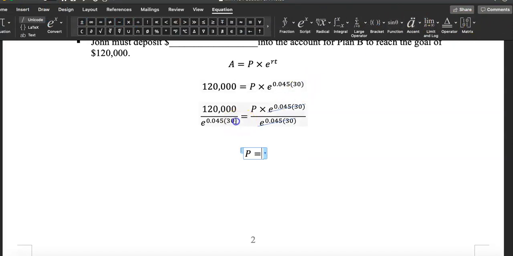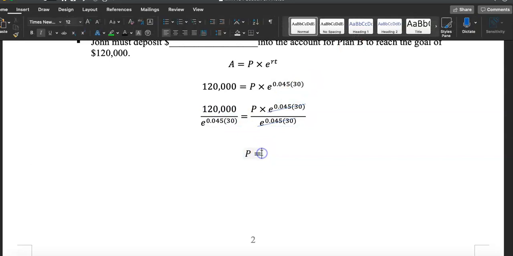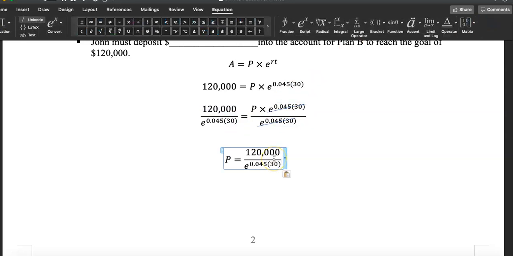So P is simply going to be 120,000 divided by e to the 0.045 times 30. Now, you will need your scientific calculator to type this. I'm going to go ahead and just round this to the nearest hundredth because we're talking about money, right? How much is that going to be?